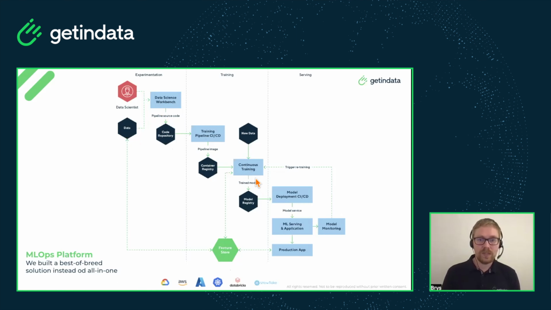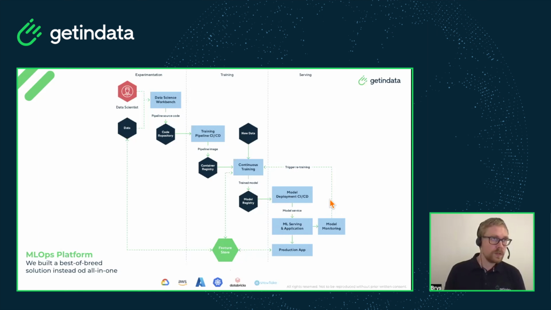When the model is ready and is trained on the new data, the model can be saved in the model registry. We recommend MLflow in this case, and then you may set up your MLOps platform to automatically deploy that model for the serving application. And this is the generic framework which splits the whole process into experimentation, training, and serving.